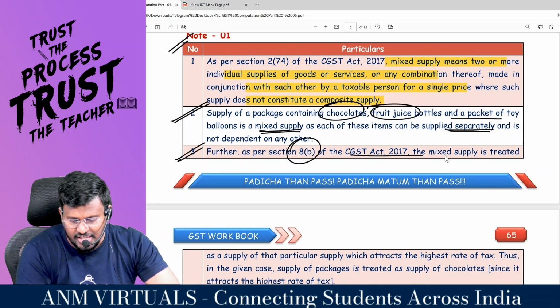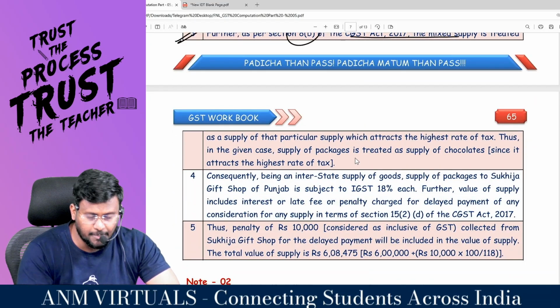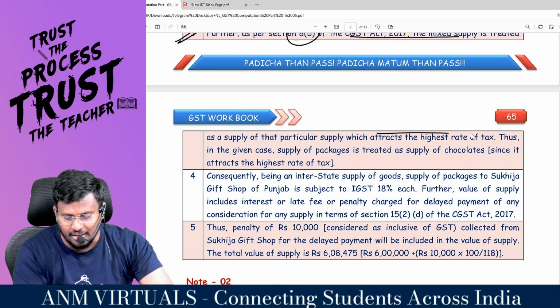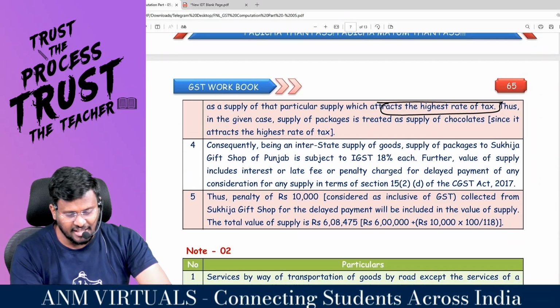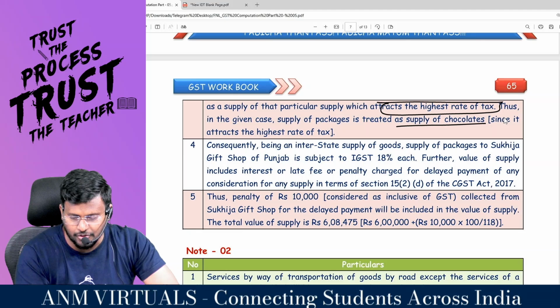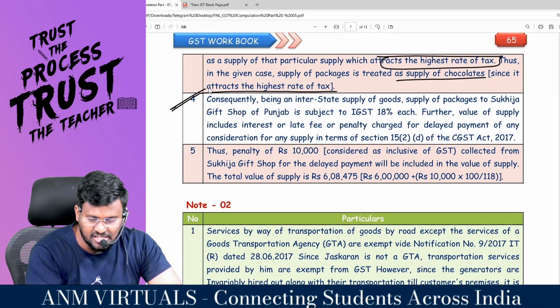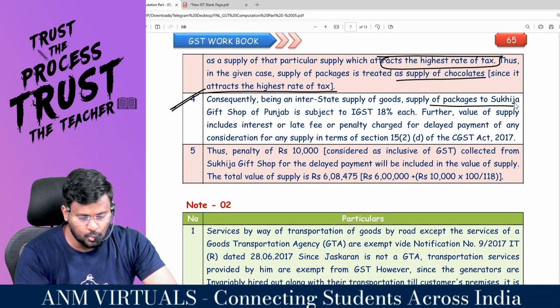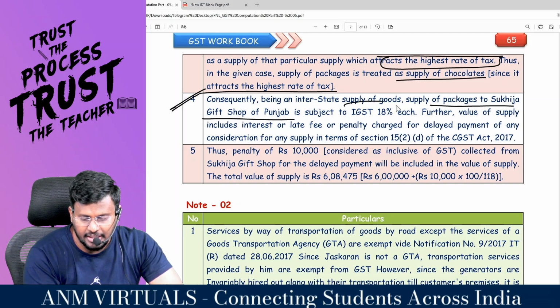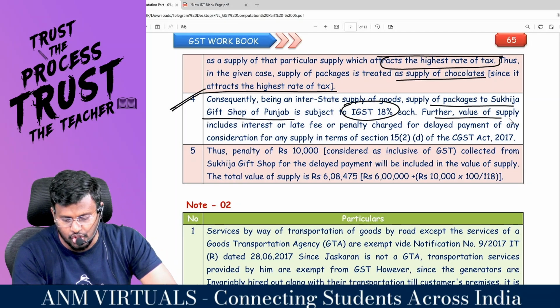Further, as per section 8(b) of the CGST Act, mixed supply is treated as supply of that particular supply which attracts the highest rate of tax. Thus, in the given case, supply of the package is treated as supply of chocolate since it attracts the highest rate of tax. Consequently, being an interstate supply of goods, supply of packages to Yes Gift Shop of Punjab is subject to IGST at how much percentage?